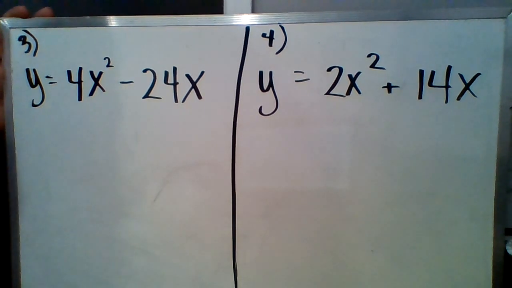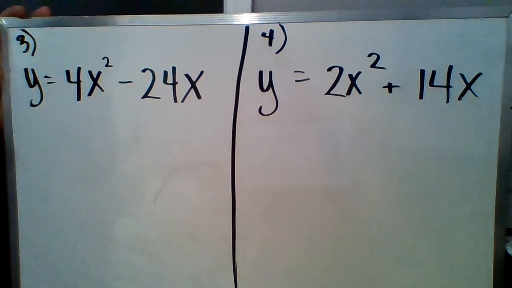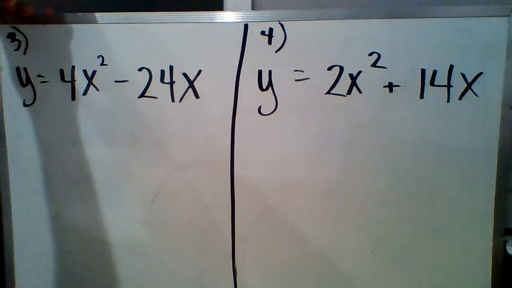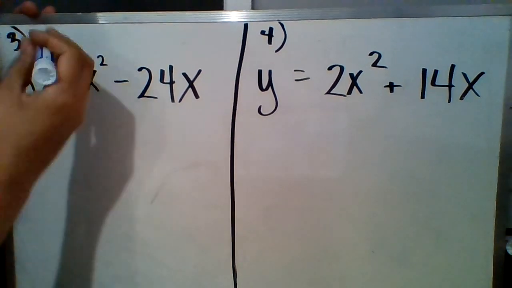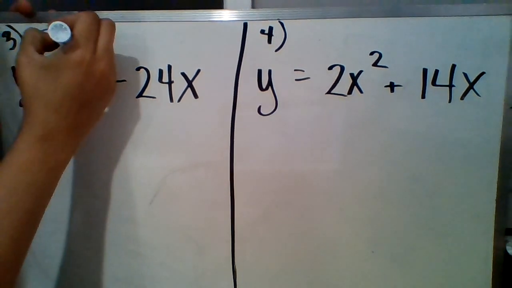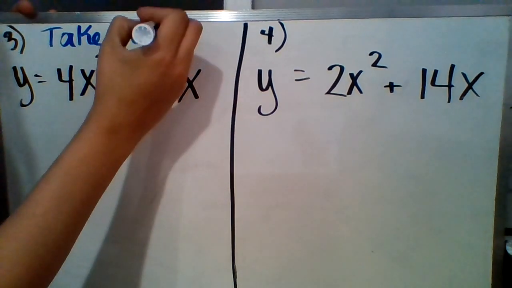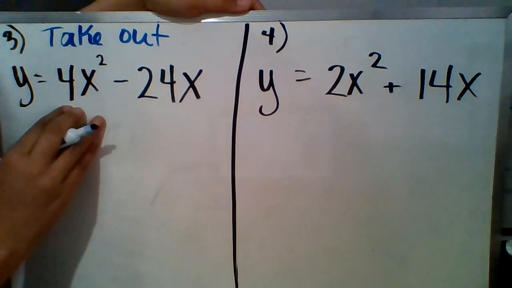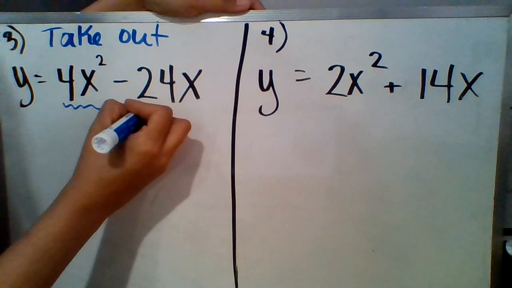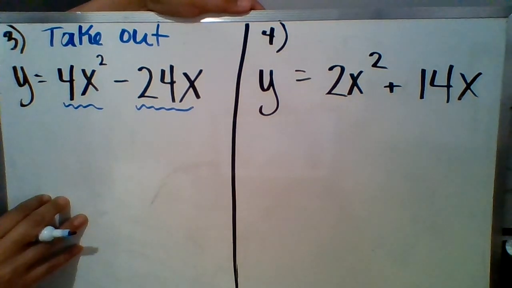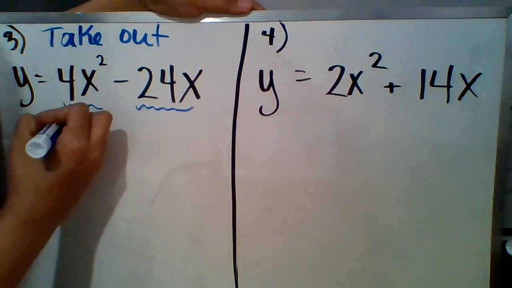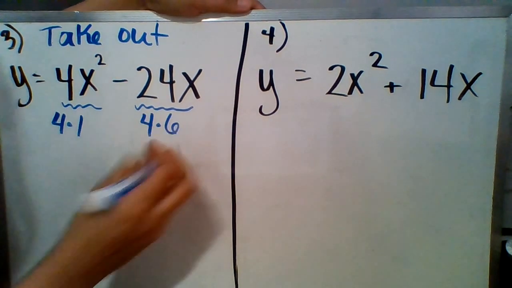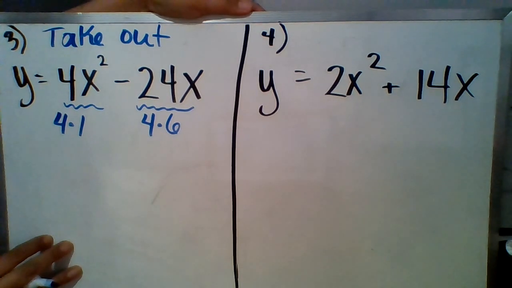So instead, we are going to think of a different way to factor it. We're going to use the GCF, the greatest common factor. I like to call it the takeout method. So what we're going to do is take out what all of the pieces have in common. If we look at this piece and the other piece here, hopefully you notice that they both have a 4. 4 times 1 gives you 4, and 4 times 6 gives you 24. So you're going to take out a 4.